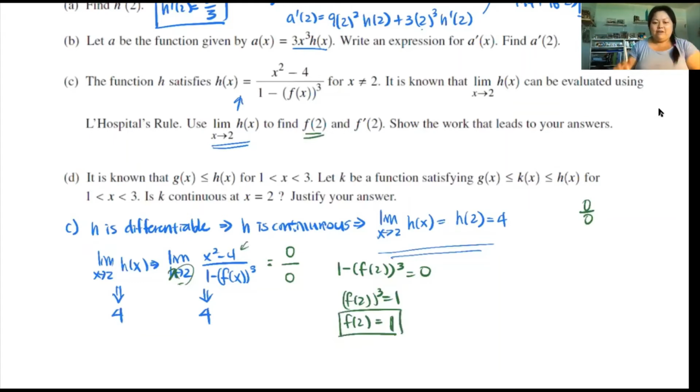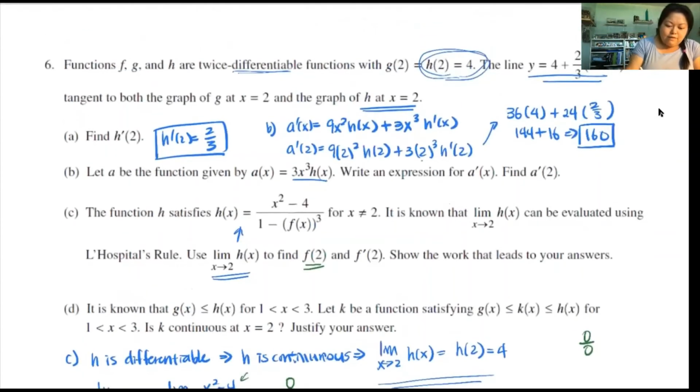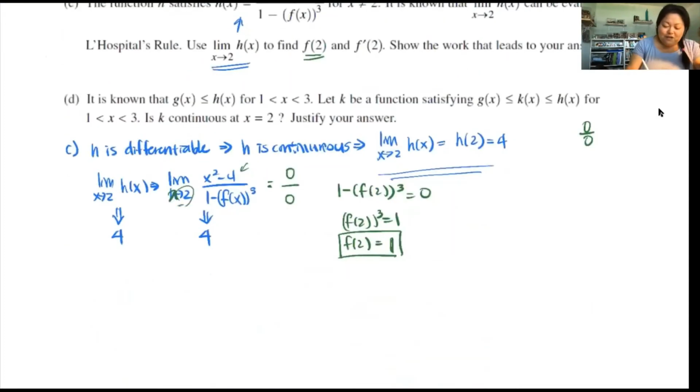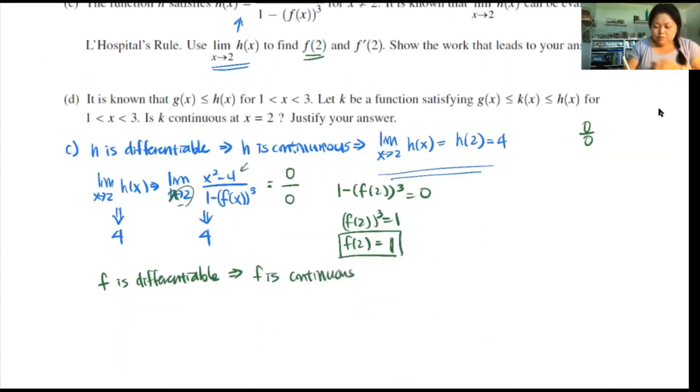Okay, now continuing with this, it says f up here is differentiable. So keep that in mind. If f is differentiable, it is continuous, which means the limit as x approaches 2 of f of x will equal f of 2, and we just defined that, that's equal to 1. All right, perfect. So we're going to go back to the original limit there.